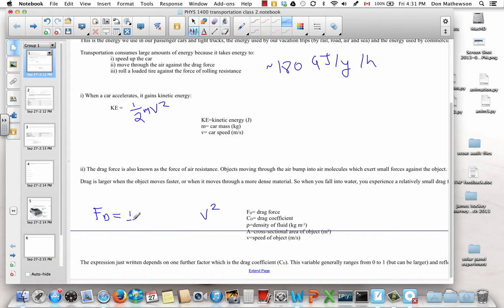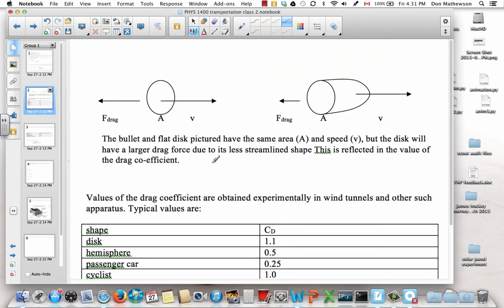And the functional representation, and this is largely based on experiment, is a half times a constant known as the drag coefficient, more on that in a second, times the density of the medium that you're moving through, times the cross-sectional area, and then times the square of the speed. So the speed is really critical for the amount of drag force that we have. Now, this drag coefficient generally varies between 0 and 1, but it can be larger, and it reflects the three-dimensional shape of the object.